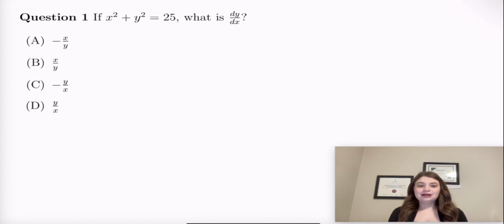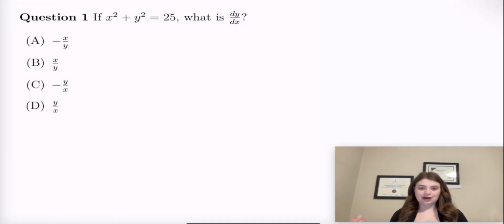Welcome back. Today we're going to be talking about implicit differentiation, and I'm going to go over 5 multiple choice and 3 free response. The first question says, if x squared plus y squared is 25, what is dy over dx?